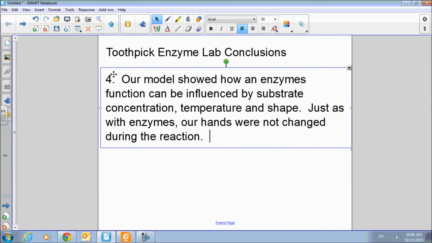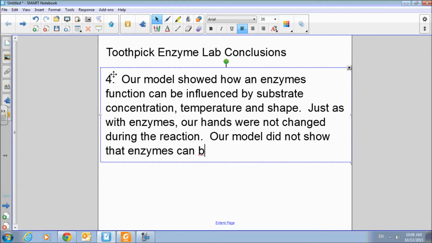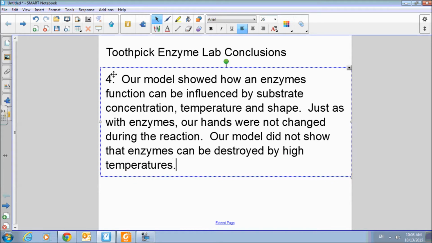What were some things that were not accurate about our model, our simulation? What did we not show? We showed that enzymes, your hands didn't work as well when they're really cold. Do you think enzymes work well when they're really hot? Did we show that in our model? No. What else? Let's get one more. What else didn't we really show in our model or simulation?